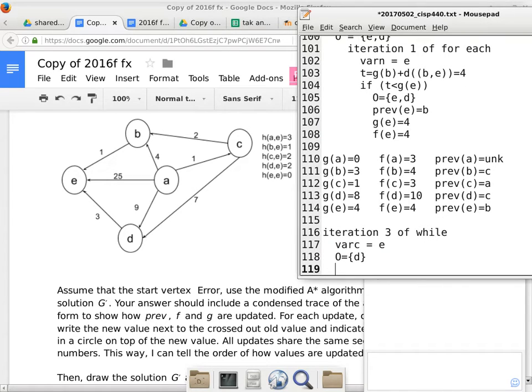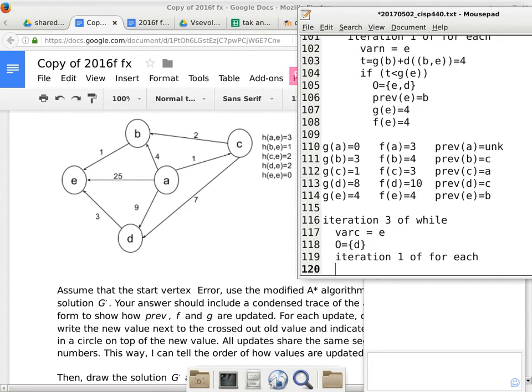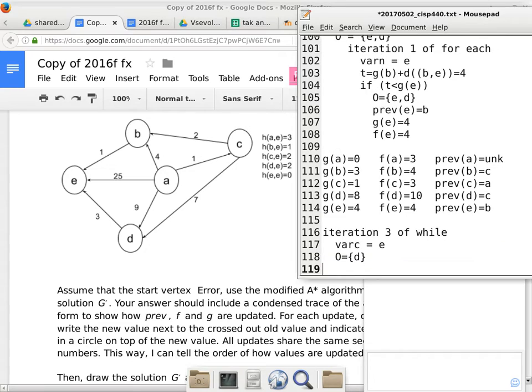And then we have to look at the for each iterations. So this is iteration 1 of the for each. Well, do we have to do anything here? Does E have any neighbors? Does it go to any vertices? Nope, we're done. Okay, that's one easy iteration because we don't even have a single iteration here.